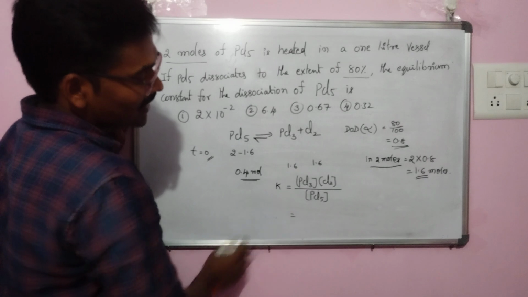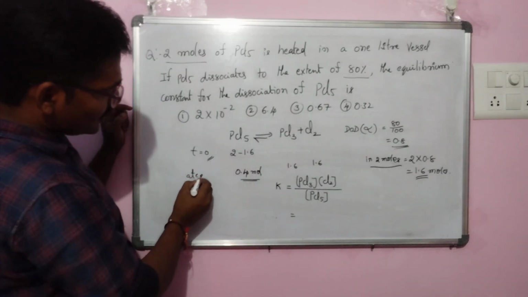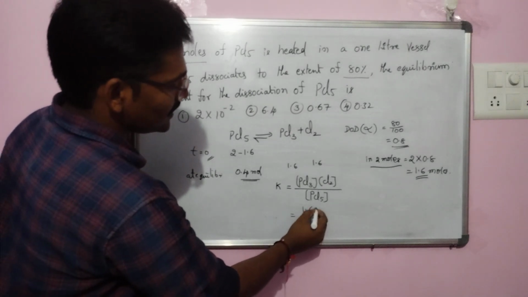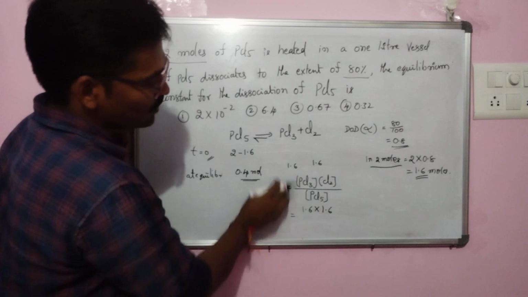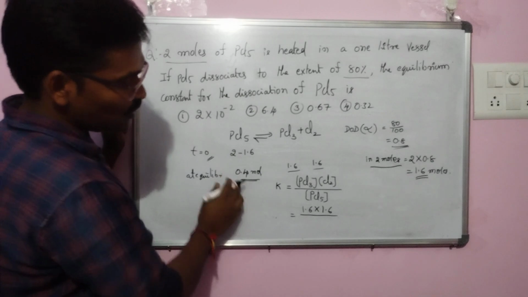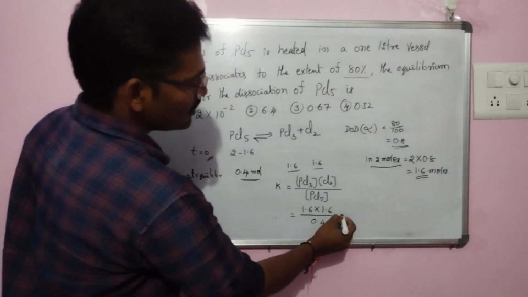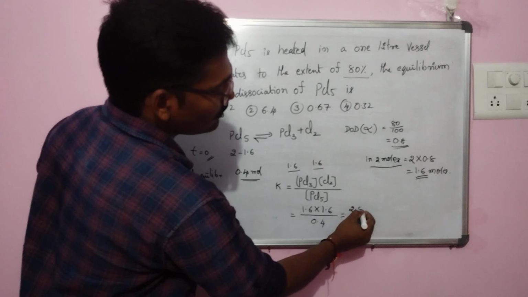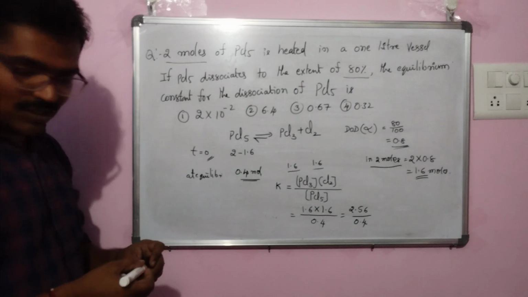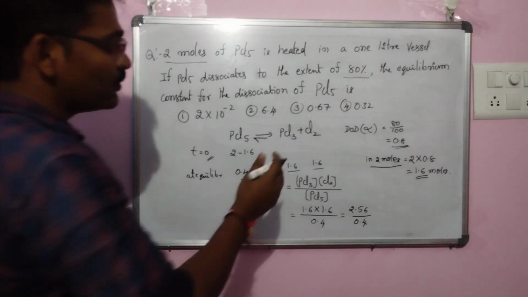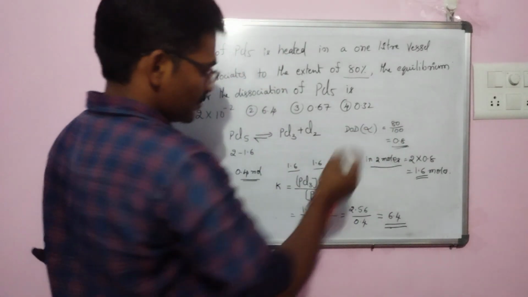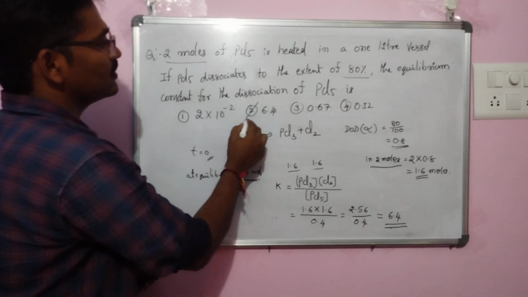Then the PCl3 concentration at equilibrium, what is there that we have to take at equilibrium? So 1.6 into 1.6, divided by 0.4. So 1.6 into 1.6 is 2.56, divided by 0.4. If you solve this, you can get 6.4. 6.4 is the answer.